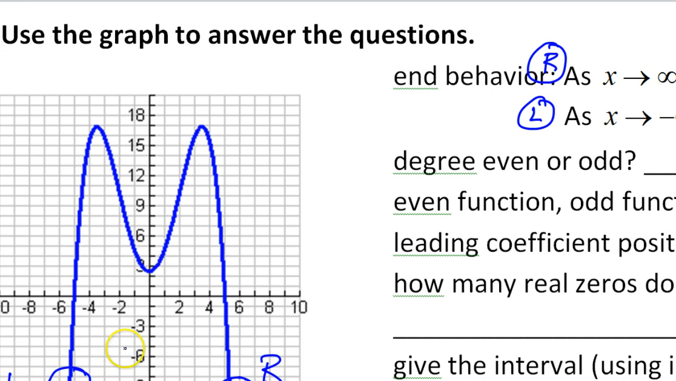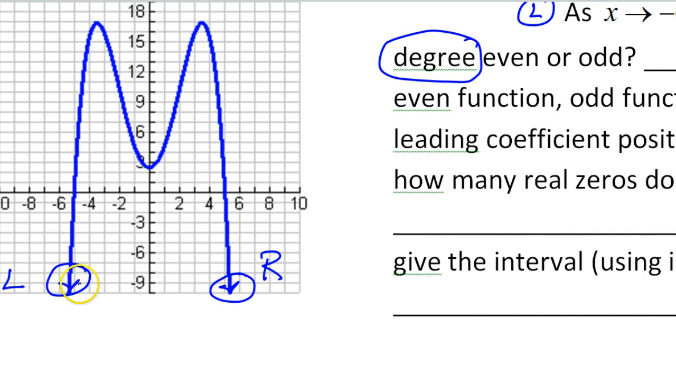Well, let's be careful, because we've talked about two different kinds of even. There's an even function, which is very specific. It has to have y-axis symmetry, which this does have, so that makes it an even function. But then there's even degree. Even degree just has to do with if we wrote the function down, what would be that highest exponent? It doesn't have to be y-axis symmetry for even degree. So this one has even degree.